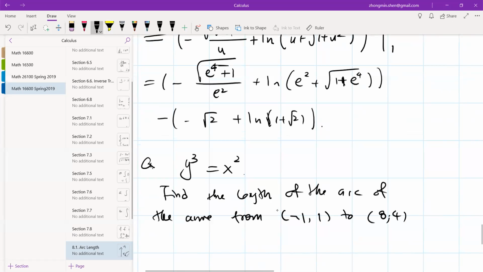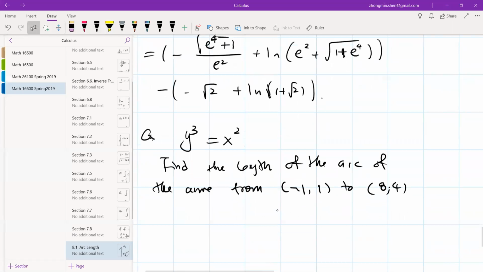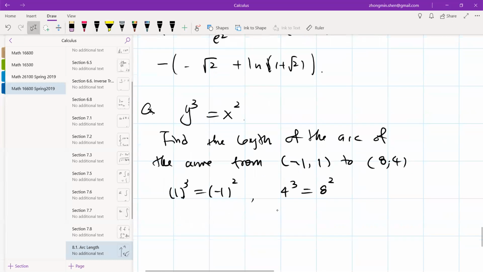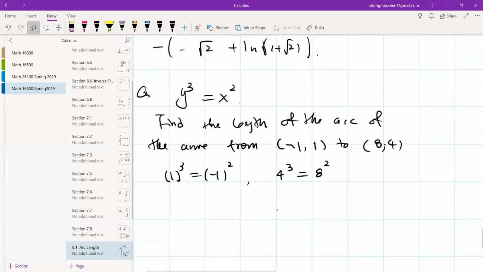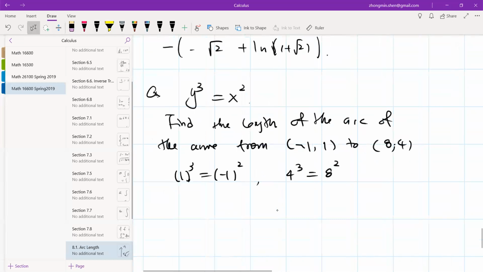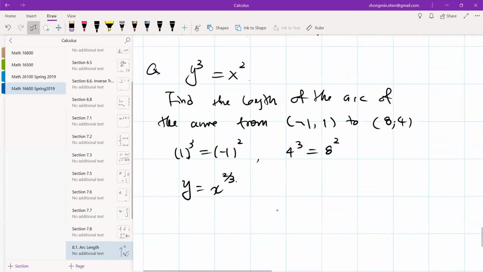So when x equals 8, the y value is 4. You can check that: 1 cubed equals (-1) squared, and then 4 cubed equals 8 squared. So indeed those are the two points on the curve. But it's harder to draw the graph. I think you can also express the function in this form.